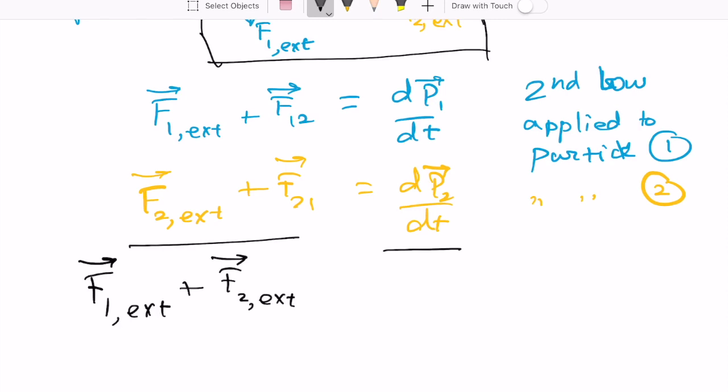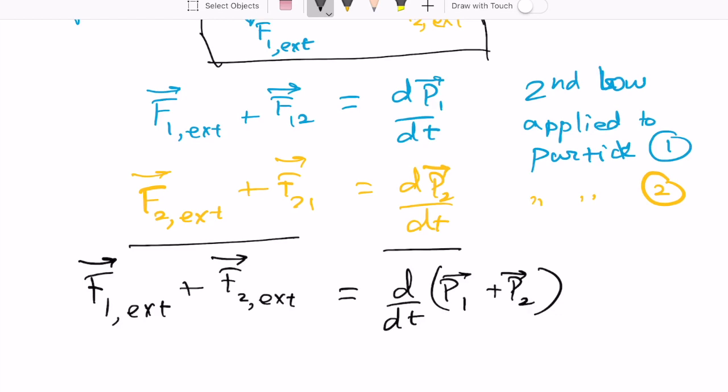And so F12 plus F21 would be equal to 0, because they're equal and opposite forces. So this is all that you're left with on the left side. And on the right side, you have d/dt. If you just add up the two derivatives, you have d/dt of P1 plus P2. This is the result that we are getting for our very simple two-particle system.